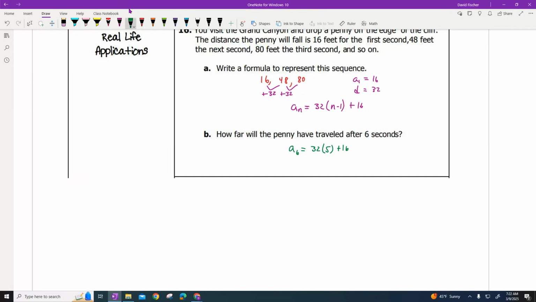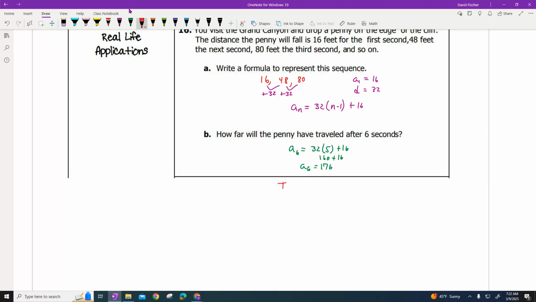Plus 6, it's 160 plus 16. I got a sub 6 equals 176. Now, very important, these are word problems. You can't go up to somebody at the Grand Canyon and say, hey, in 6 seconds, a sub 6 is 176 feet. They're going to say, huh? You must answer the question.